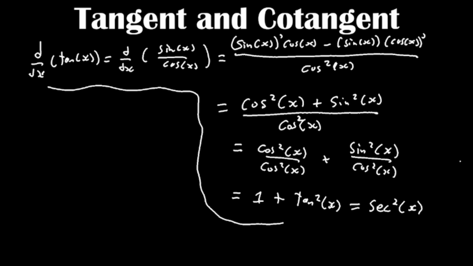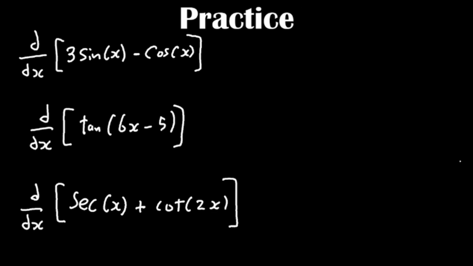Alright, so the derivative of cotangent of x is equal to negative cosecant squared of x. Alright, so now we're going to do some practice. So, the derivative of 3 sine of x minus cosine of x. We know that sine differentiates to cosine, so this becomes 3 cosine of x. And then cosine differentiates to minus sine, so the minuses will cancel and we'll just get plus sine x.